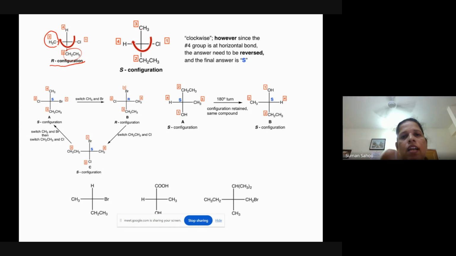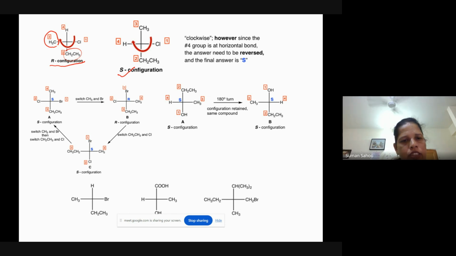But in this molecule, if you see, the hydrogen is in the horizontal line. So here you just trace 1 to 2 to 3, which is again R. But as hydrogen is not on the vertical line, it is on the horizontal line, just reverse the configuration, so it has to be S.